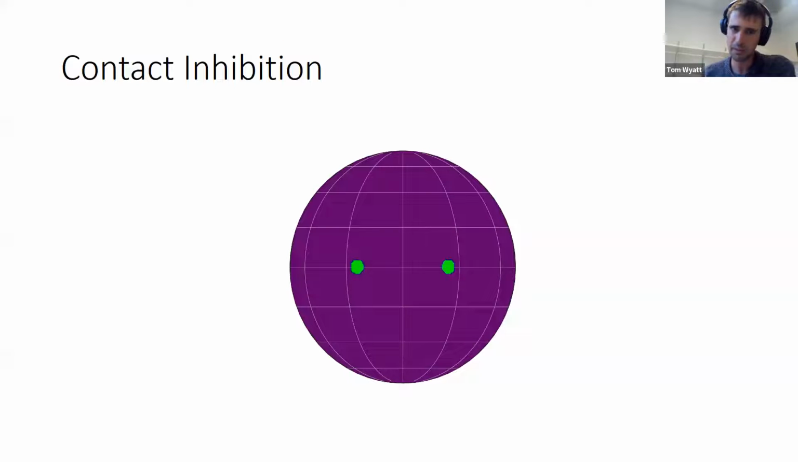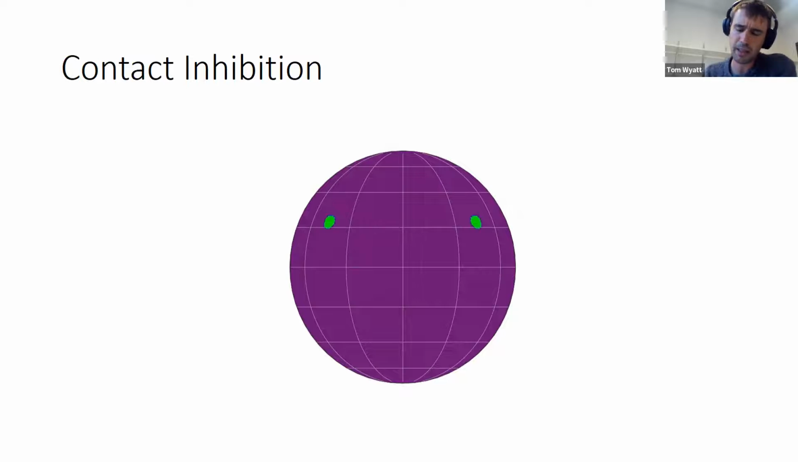The next thing to implement in the model is contact inhibition, of course. So this is a simple idea that when cells collide, they repolarize, and in the model, they move off in the direction which is directly opposite to the point of contact.